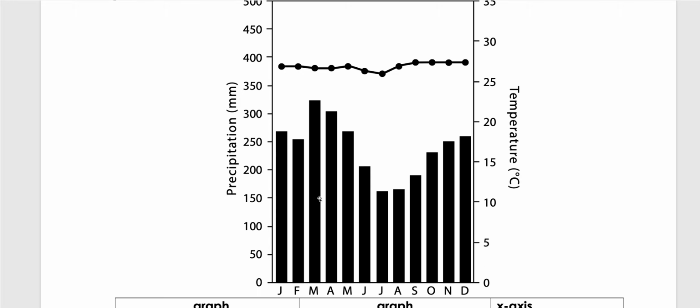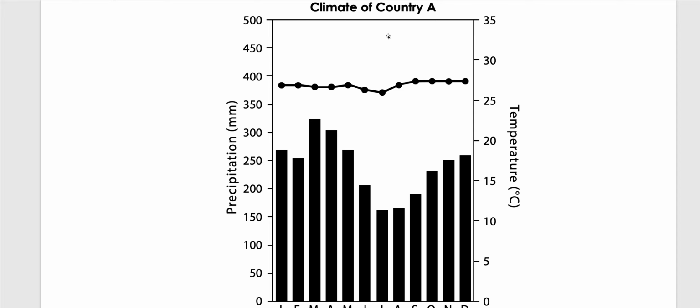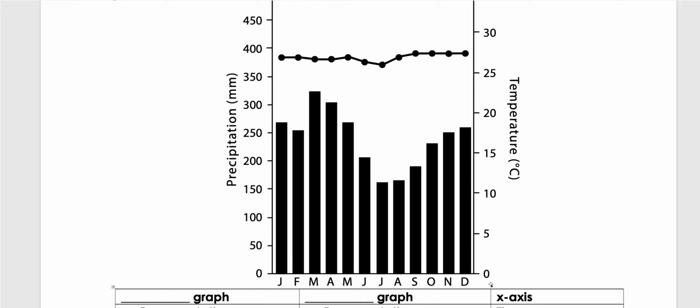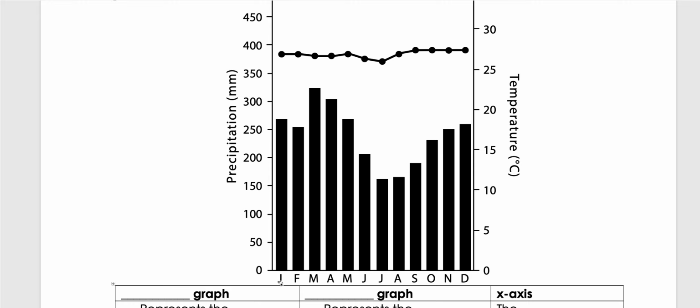So what are the parts of a climograph? This one represents the climate of a country called country A. At the bottom is the x-axis. You see J F M A M J J A S O N D. What is this code word? This is actually the months of a year: J for January, F for February, M for March, A for April, M for May, June, July, August, September, October, November, December.